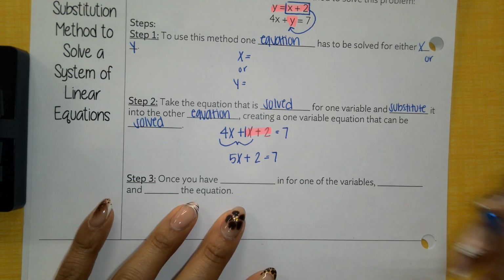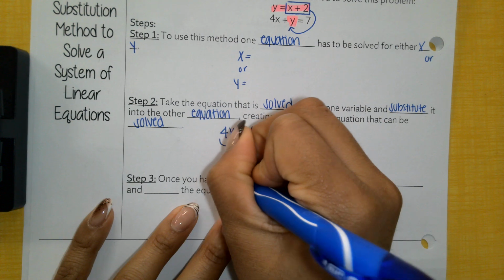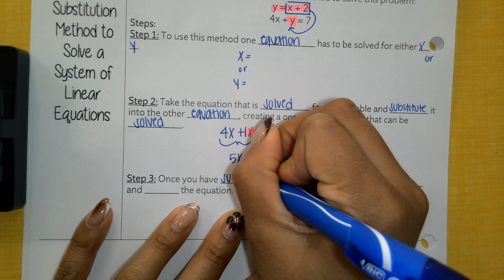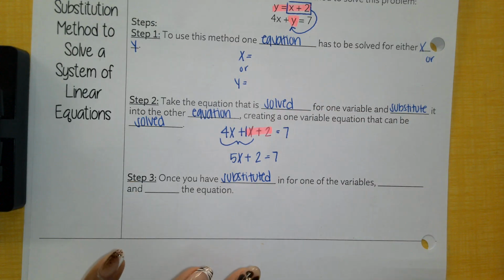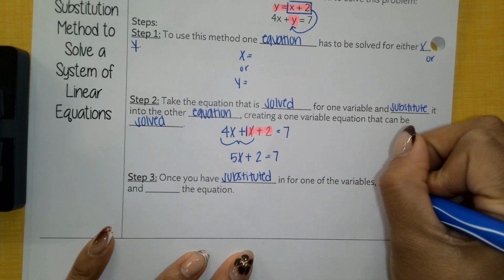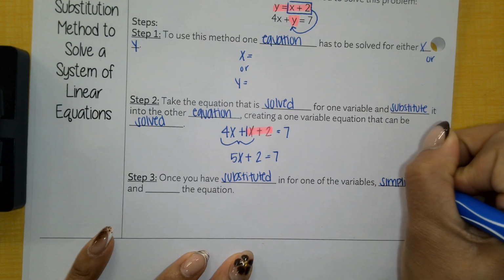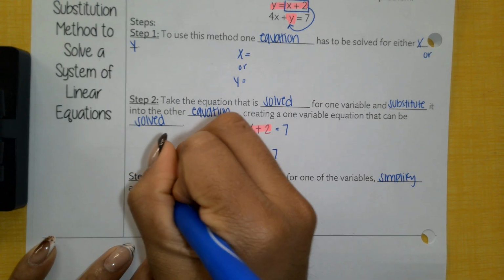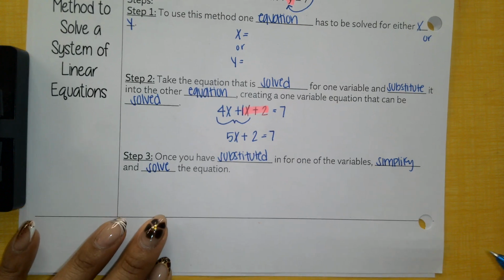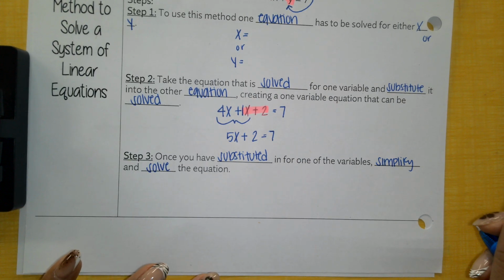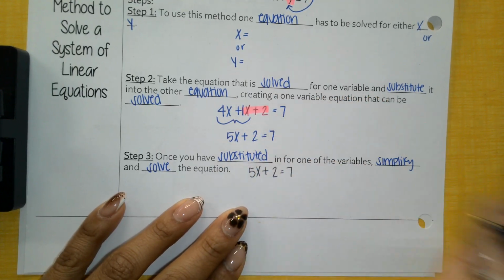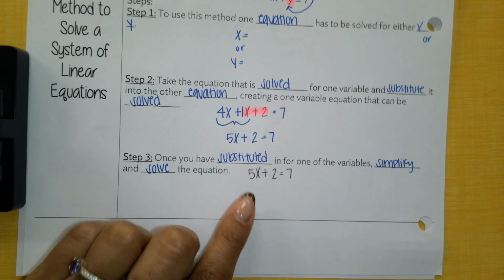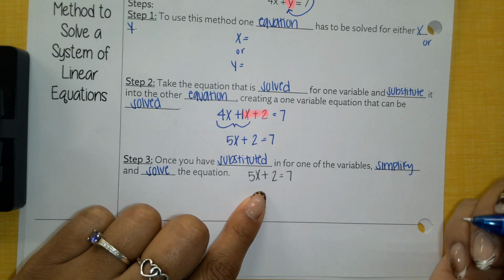Now step 3, it says once you have substituted in for one of the variables, simplify and solve the equation. Okay, so we end up with 5x plus 2 is equal to 7. I'm trying to get my x by itself, so what do I do to solve for x here? What's my first step?